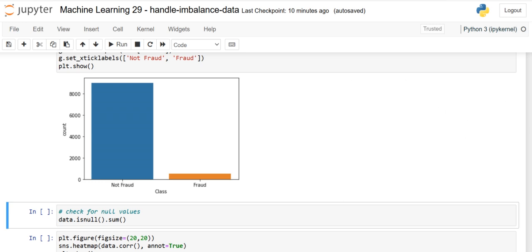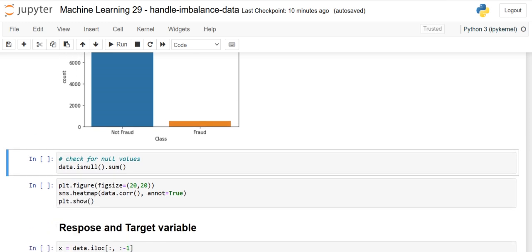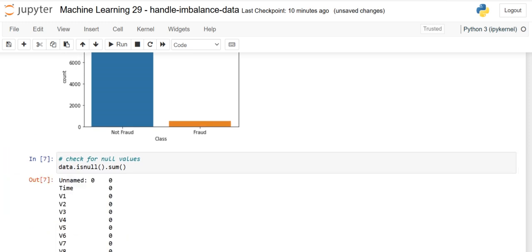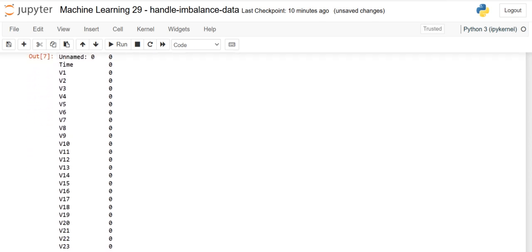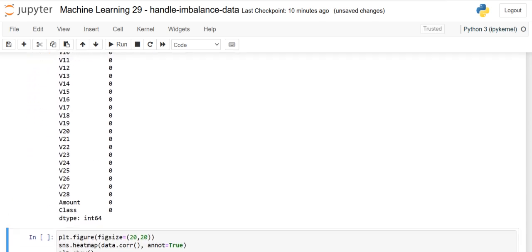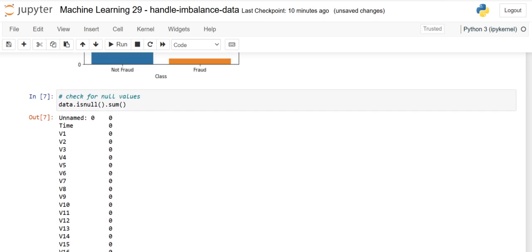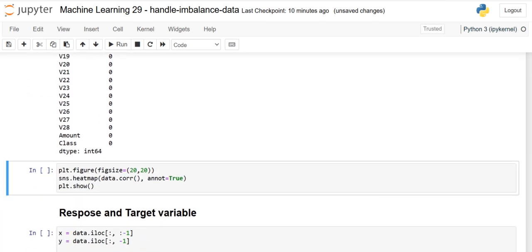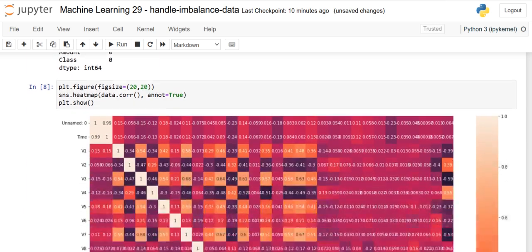Let me check whether there are any null values or not. Dear friends, we are not much dependent on this data analysis here. Even so, if you want to have a correlation map, kindly have a look at how it shows.